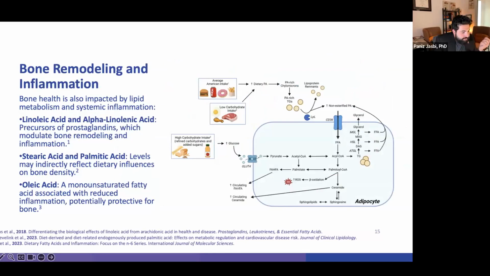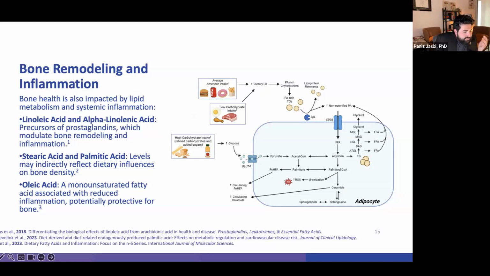All right, so bone remodeling. We have lipid metabolism, which is basically going to cause a lot of systemic inflammation. Linoleic acid and alpha-linolenic acid are both precursors of prostaglandins, and they will modulate bone remodeling inflammation. You have markers like stearic acid and palmitic acid. These levels will indirectly reflect dietary influences. And then oleic acid, a monounsaturated fatty acid, is protective of bone. It's actually implicated with reduced inflammation.